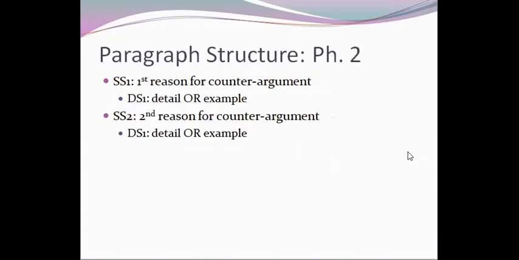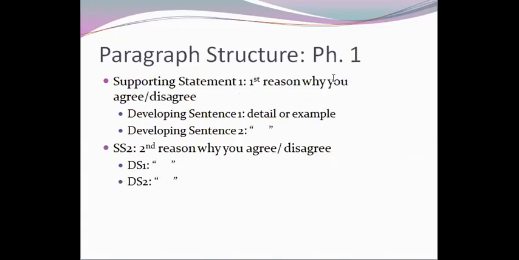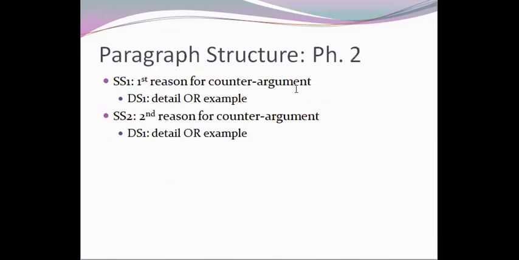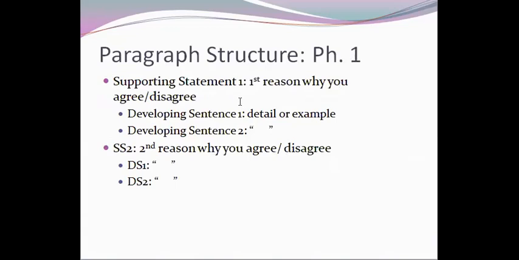And for paragraph 2, you could have the same structure: supporting sentence 1, developing sentence 1, developing sentence 2, supporting sentence 2, developing sentence 1, developing sentence 2. Or you could structure it this way. You could have just one developing sentence for each supporting sentence. Remember, this is the opinion that you don't really agree with. So you don't need to focus as much time and as much energy developing your reasons why, right? You're just providing this other side of the argument. But again, ideally try to have the same structure for both paragraphs.